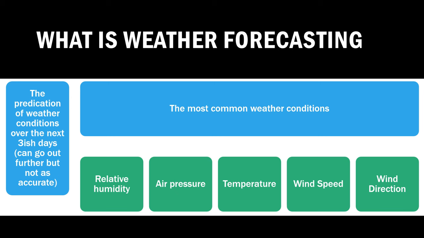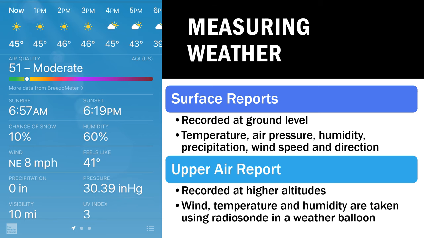So the most common weather conditions that we are looking at are our relative humidity, our air pressure, our temperature, our wind speeds, and our direction. So let's talk about these all a little bit closer. We already talked about relative humidity and air pressure, but let's talk about the last three.